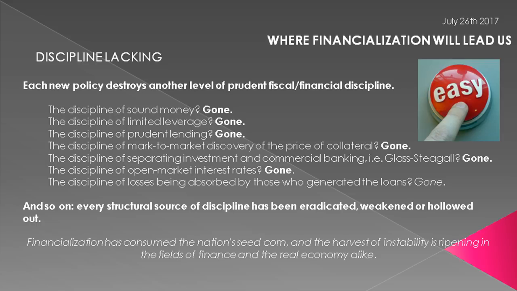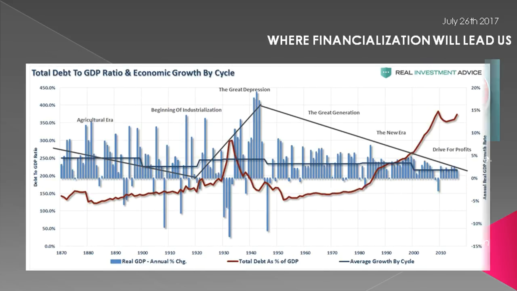Financialization has consumed the nation's seed corn, and the harvest of instability is ripening in the fields of finance and the real economy alike. So where has the road to financialization taken us, besides to unprecedented historical levels of credit and debt and the obvious loss of financial discipline? What other structural changes have also occurred as a consequence, which may give us better insight into what may be in store for us in the future now that we no longer have any financial discipline?